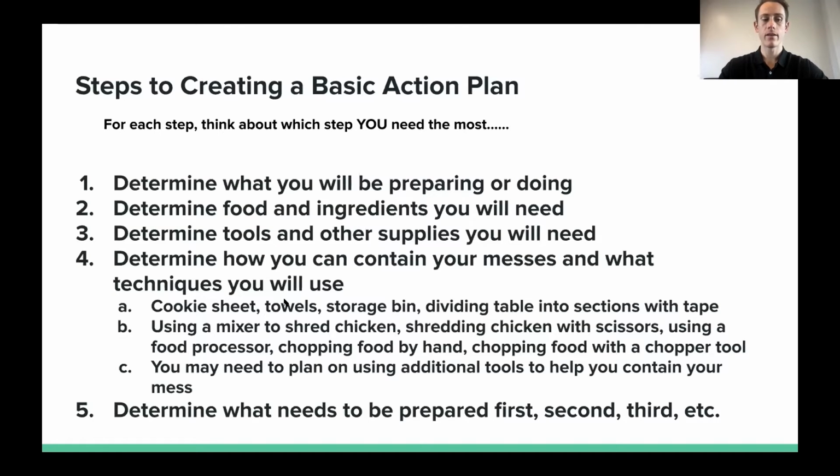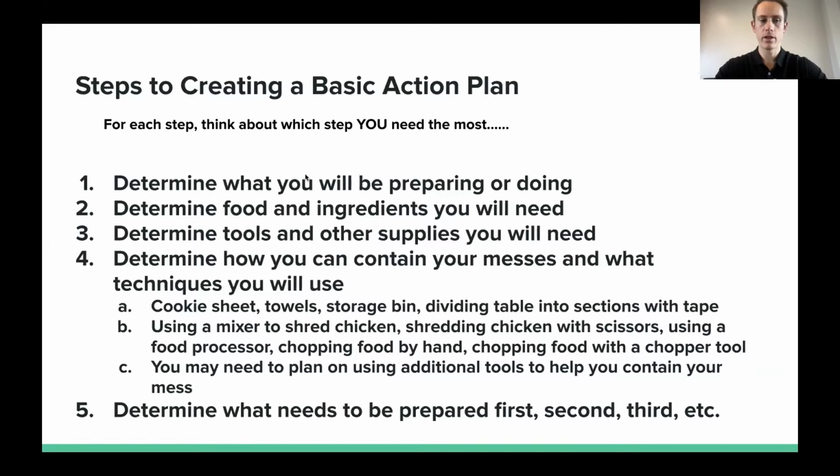Okay, and then the last step to making an action plan is probably one of the most important, and it's to determine what needs to be prepared first, second, third, fourth, fifth, and so on. So you have to know exactly what you're doing from start to finish.